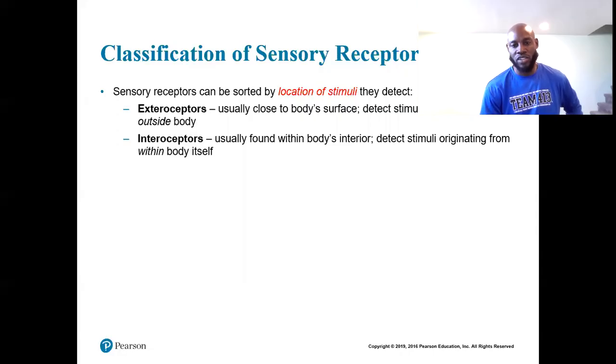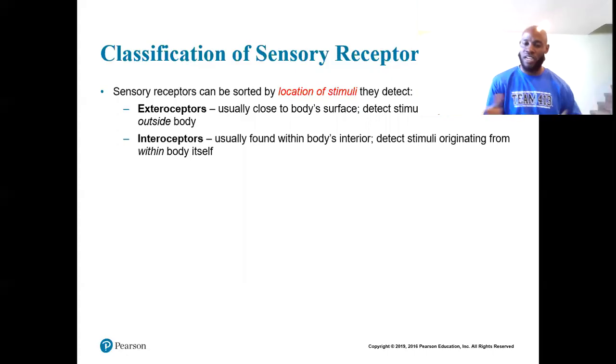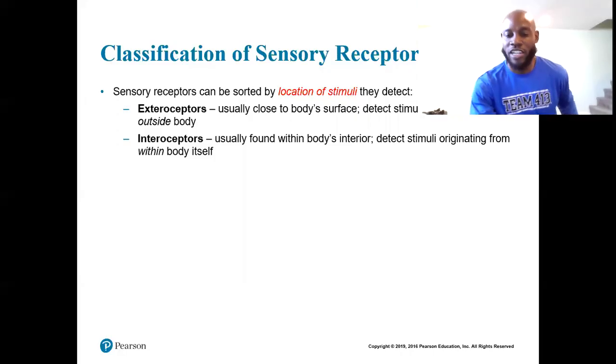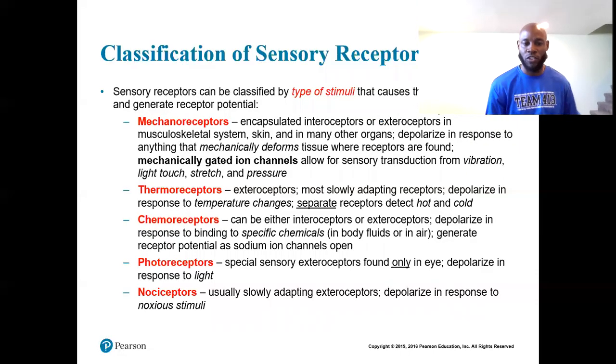Exteroceptors, usually close to the body's surface, detect stimuli originating from outside the body. Interoceptors, usually found within the body's interior, detect stimuli originating from within the body. I didn't highlight these terms, but it's good to know that your body adapts to different stimuli. You can detect different stimuli with different types of receptors.